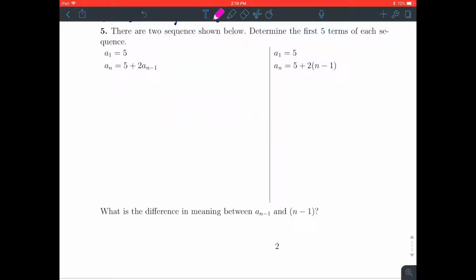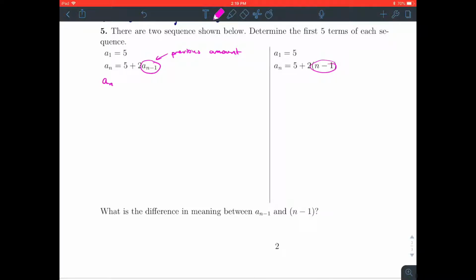So this problem is really important to me. It's probably the most important problem in the whole homework set. Because what it talks about is the difference between a sub n minus 1 and n minus 1. So a sub n refers to the amount at the nth value. So a sub n minus 1 is going to be the previous amount.